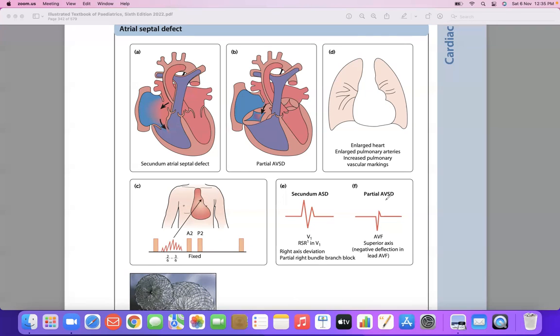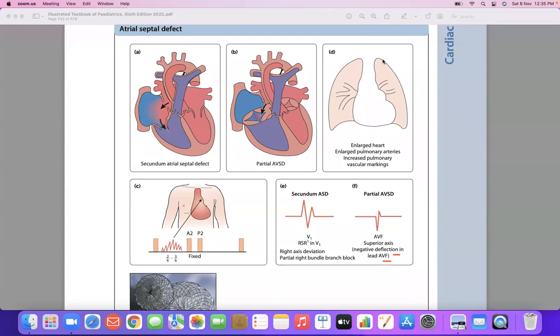And we told that any AVSD, always remember, whether it is partial or full, you will have this superior axis. What is superior axis? Superior axis is nothing but negative deflection in the lead AVF. We know the different leads in ECG. When you have negative deflection in lead AVF, this is superior axis. If it is asked what do you see in ECG in an AVSD case, you will say superior axis. You should know to tell only this much: negative deflection in lead AVF.